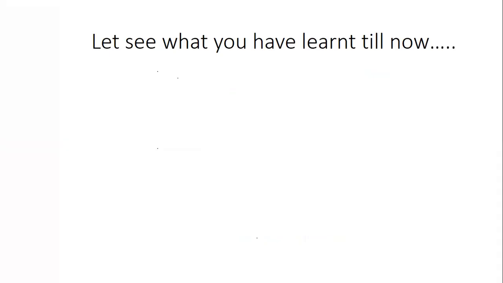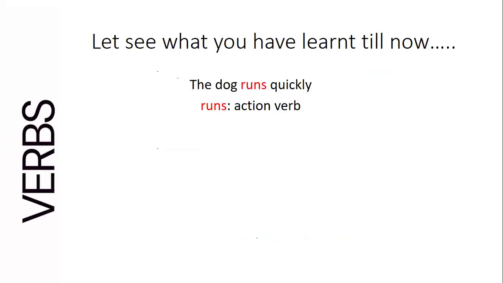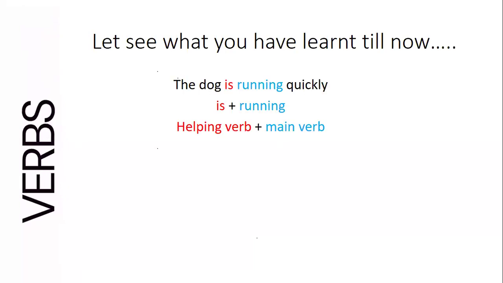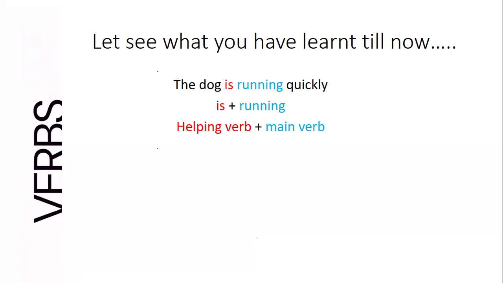Let's see what we have learned till now in this very descriptive video of verbs. The dog runs quickly. Run is an action verb. The dog, you know, dog is what? The naming part. It is the subject. The dog is running quickly. Is running, helping verb. But running is our main action verb.